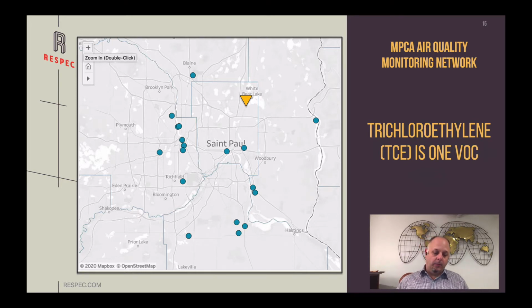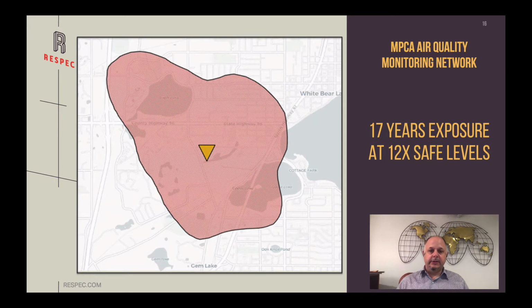And so what was released, or what was discovered to have been released over the last 17 years, is a particular volatile organic chemical called trichloroethylene. And this is a particularly nasty VOC that's been released. So this is the area of concern. Zoomed in closer, there's the facility right along the western shore of the lake.